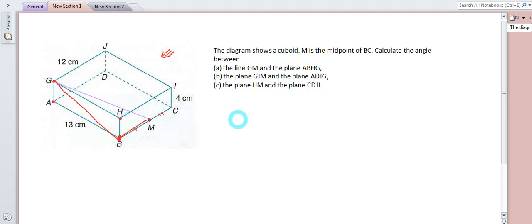So we want to find the angle between the line GM and the plane ABHG. Let me draw a triangle first. So this is G, this is M. GB is the orthogonal projection of GM. MB we know this is 6 centimeter because GJ, this whole thing is actually 12 centimeter divided by 2, we will get 6 centimeter. So where's GB? Oh, we don't have GB. Never mind, we can find it.